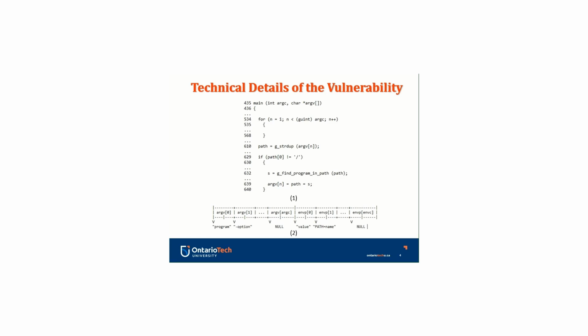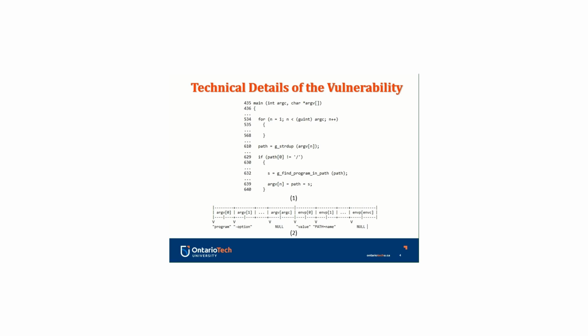In other words, if our PATH environment variable is PATH=name, and if the directory name exists in the current working directory and contains an executable file named value, then a pointer to the string name/value is written out of bounds to envp[0].